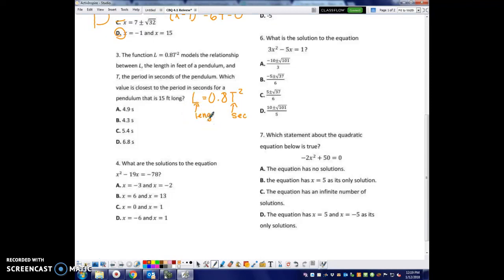Okay? Sometimes it helps to label it. All right, so they want to know which seconds will give you 15 feet long. So how I'm going to go about doing this is just by plugging it in. Instead of putting T for seconds, I'm going to put these. So we have 0.8, 4.9 squared. And then 0.8, 4.3 squared. 0.8, 5.4 squared. And 0.8, 6.8 squared. That's how I'm going to type it in.